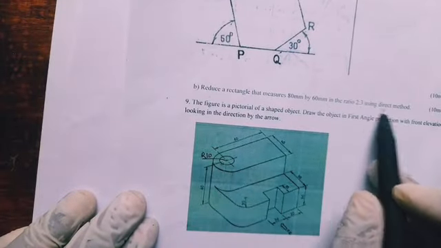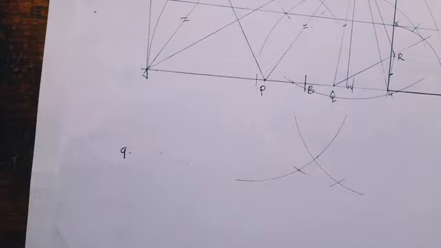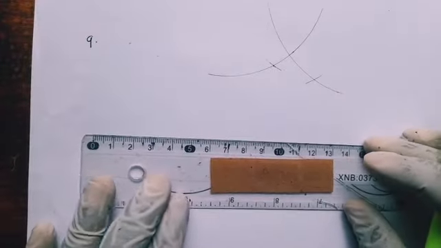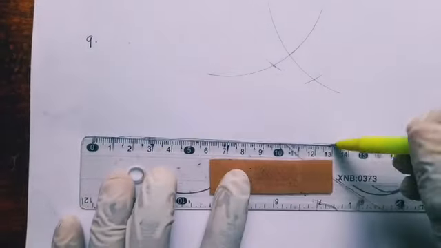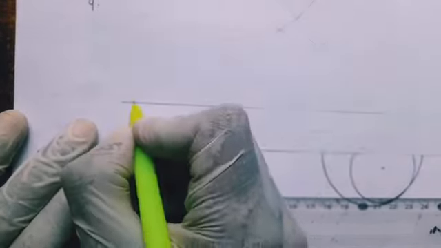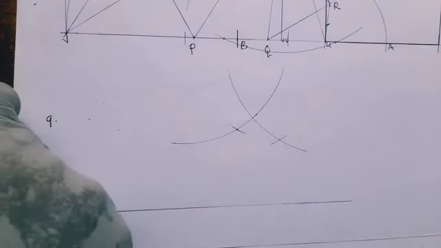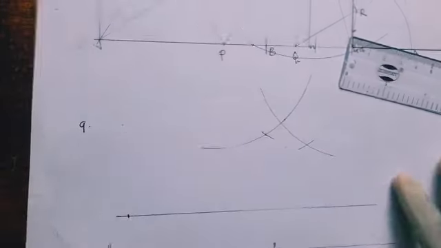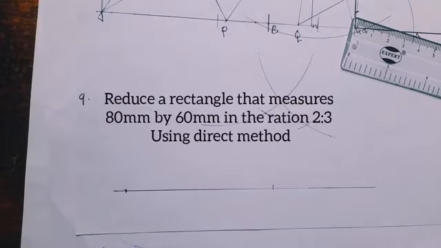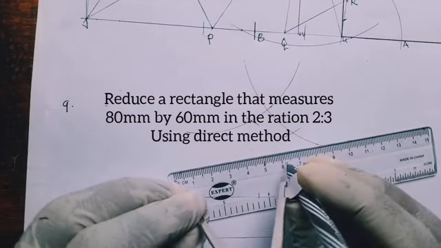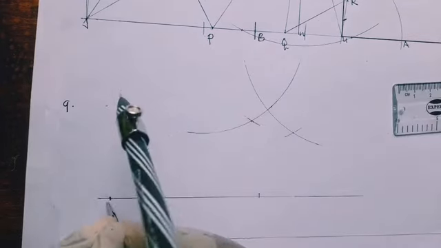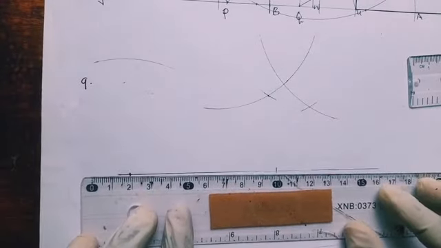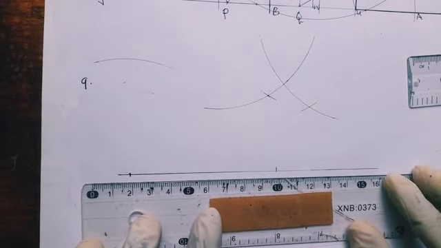Actually, this is the next part of the question. It should be question 8b. Now here we are going to reduce a rectangle. The question reads, reduce a rectangle to a ratio of 3. So this rectangle measures 80 by 60. So you can complete the rectangle.